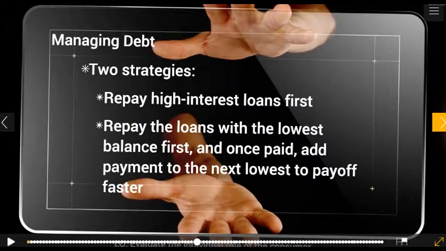There are two different strategies that people can use for managing debt. One would be to repay high-interest loans first. This one makes sense because if you repay the higher interest loans first, you're going to be saving money on the amount of interest that is paid. The other strategy is to repay the loans with the lowest balance first, and once paid, add the payment to the next lowest to pay it off faster.